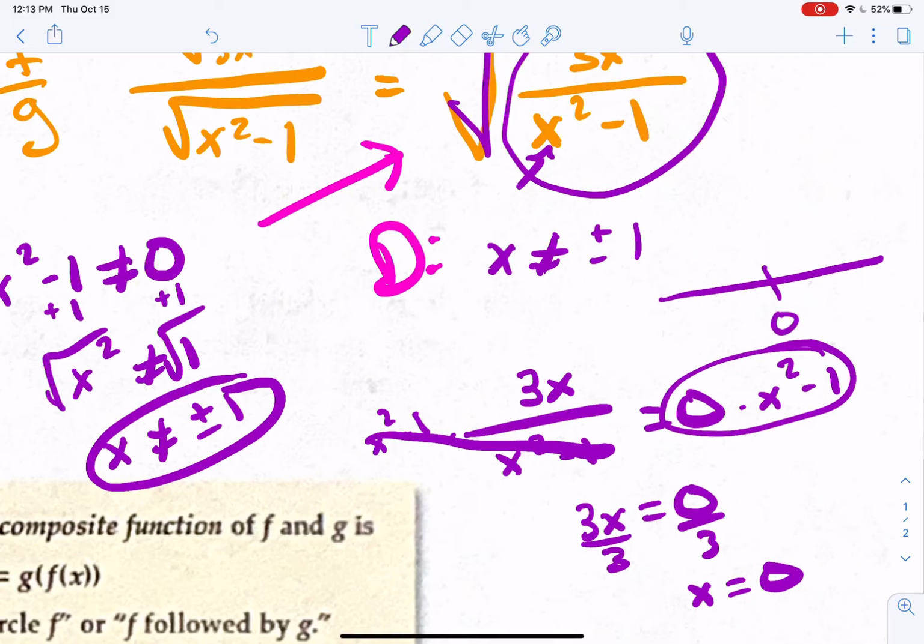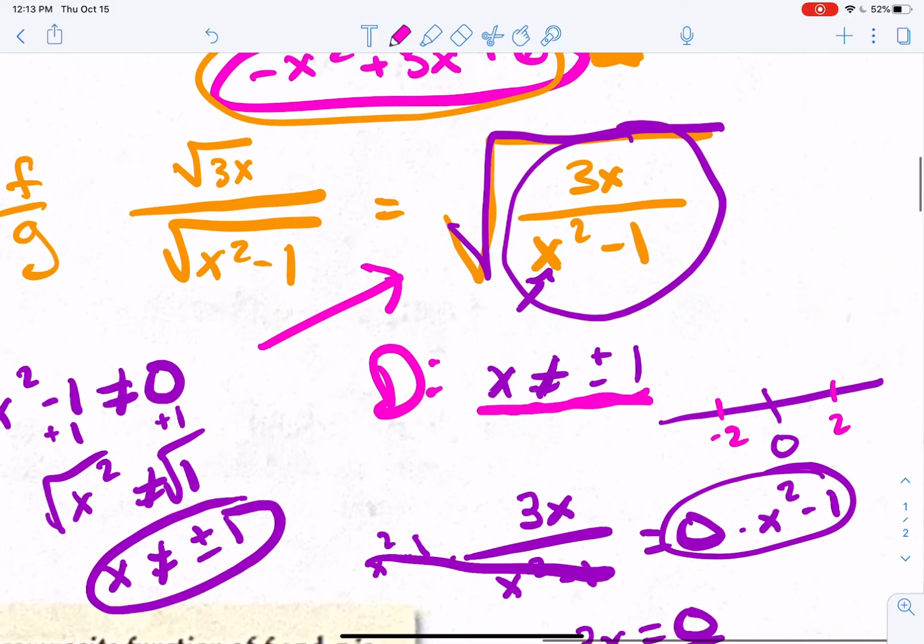And we just have two things that we need to test. So I'm going to test -1. Oh, wait, I can't test -1 and +1, because we said x can't be -1 or +1. So I'm going to test -2 and +2. I hope that made sense. We just determined that we cannot plug in -1 and +1, so I'm going to test -2 and +2.